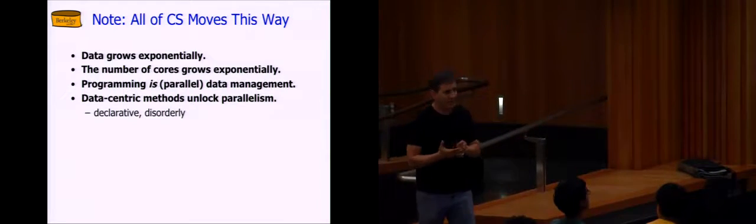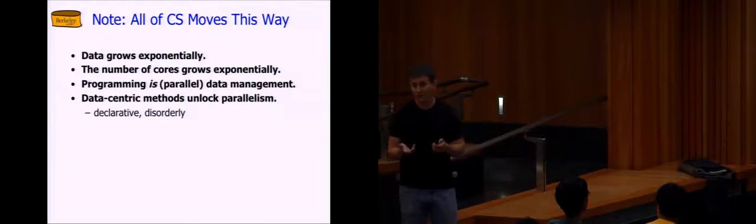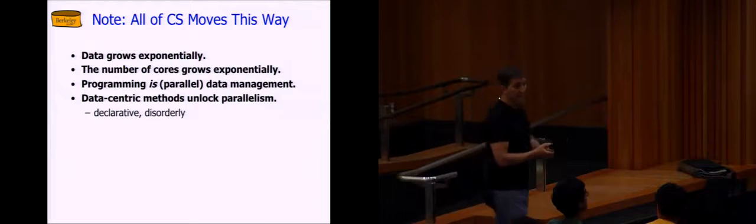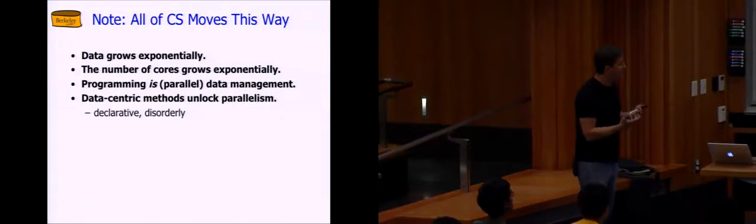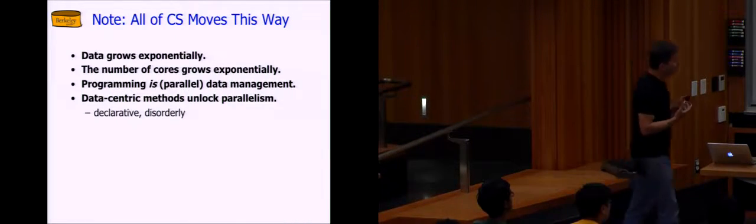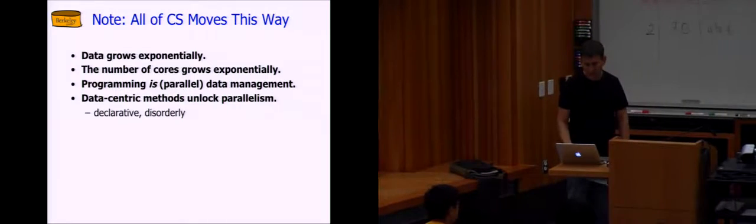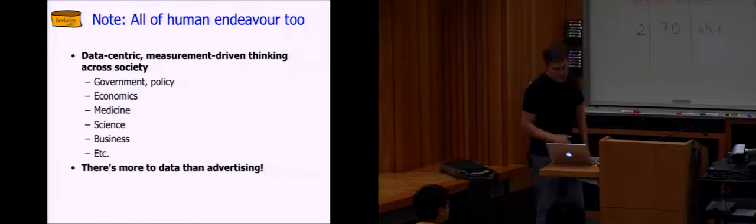That's why things like MapReduce and Spark are so widely used for distributed programming, because you have to write parallel programs, and you tend to do a better job writing parallel programs thinking data first. So data-centric methods unlock parallelism, the idea of declarative languages, disorderly languages.